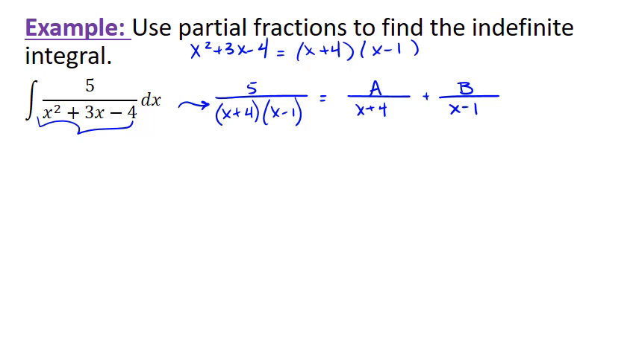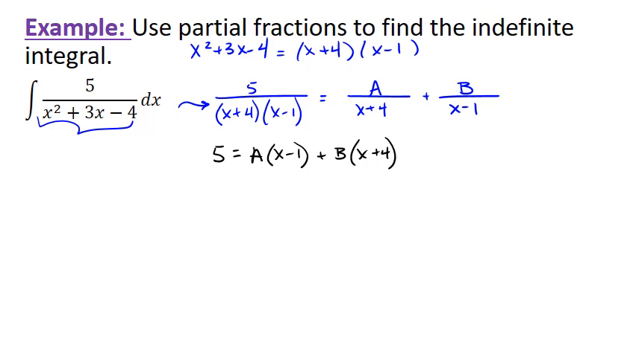So what I need to do is eliminate the fractions here. And the way I'm going to eliminate the fractions is by multiplying everything by this common denominator. When I multiply everything by this common denominator, I end up with 5 is equal to A times the quantity x minus 1, because the x plus 4's cancel, plus B times the quantity x plus 4, because the x minus 1's cancel.